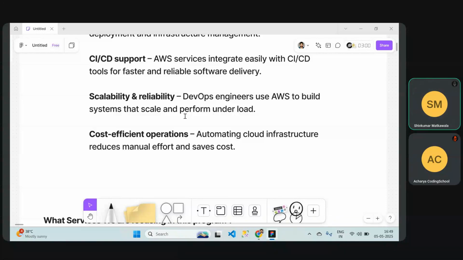Next one is cost efficient operations. Automating cloud infrastructure reduces manual effort and saves cost. Yes, because there's no need of having the whole infrastructure at your premises and manpower to maintain it. In this way, you can reduce so much cost, and you can use those finances in other areas of your company and project.